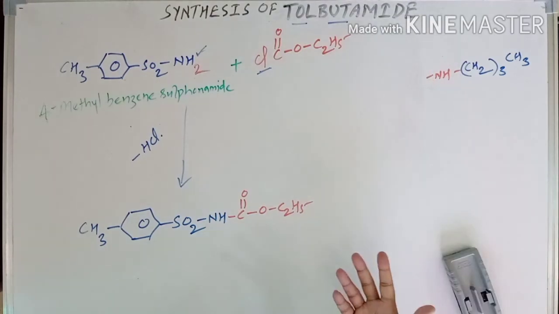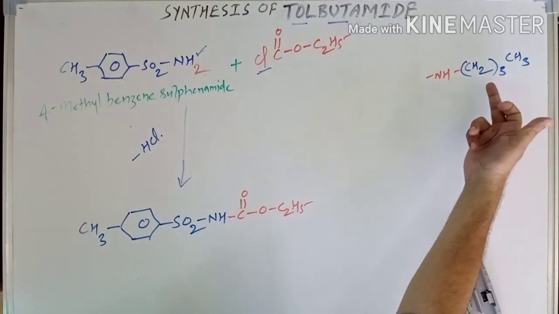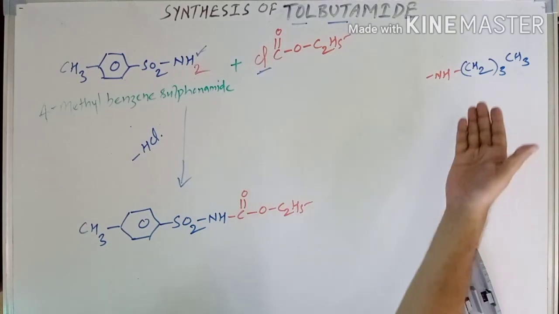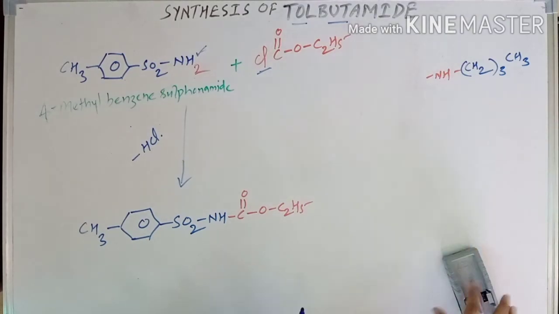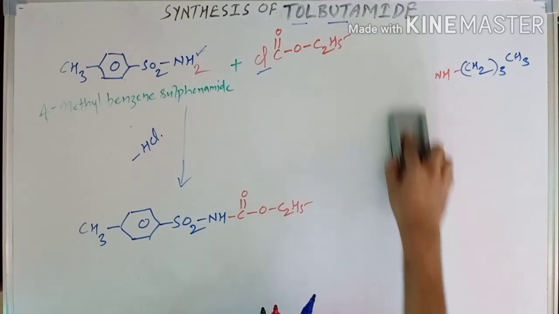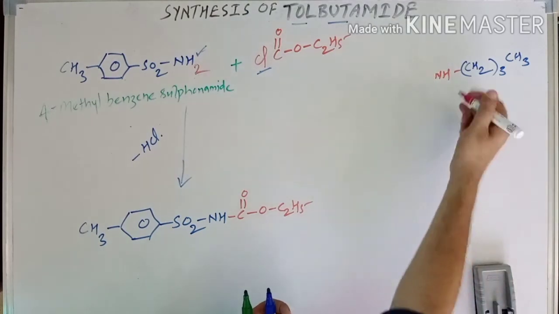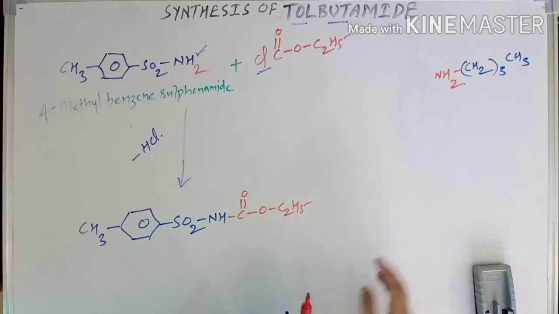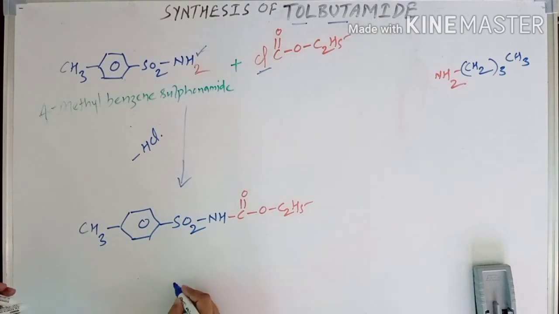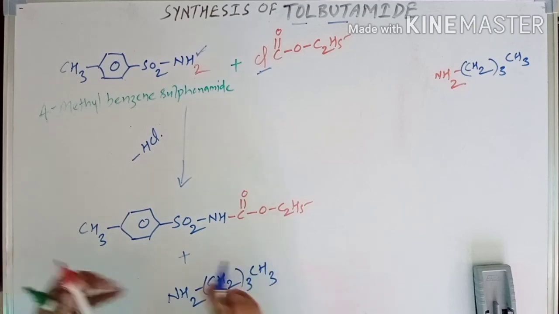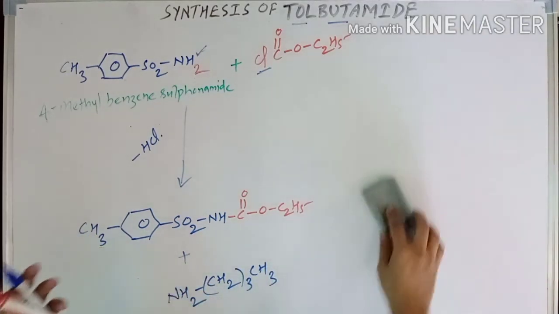Now what remains? This butyl and amine. So can you guess any reagent equivalent to this? Yes, of course. If I make this NH group into NH2, then this is the reagent which is available. What? N-butylamine. N-butylamine is easily available. So what we will do? We will add this reagent over here, plus NH2 CH2 thrice CH3.